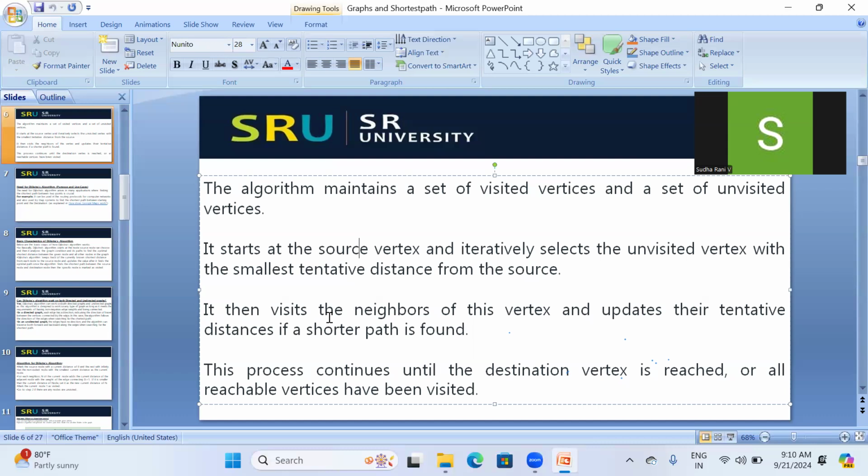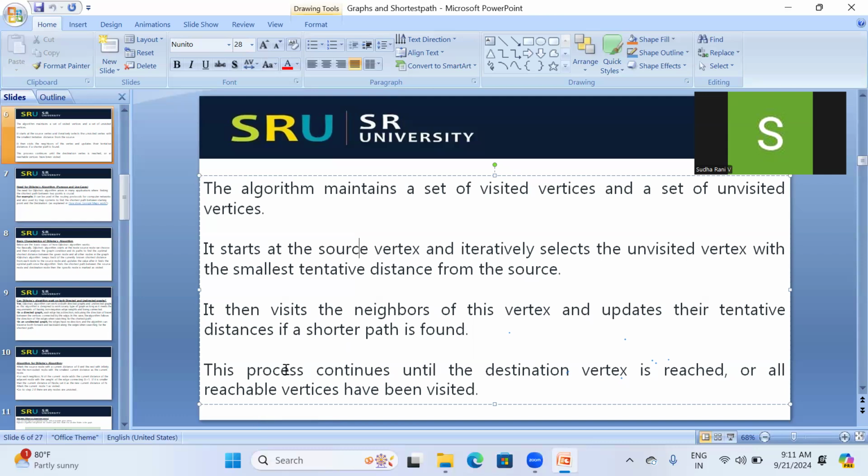And in visiting neighbors, it used to visit all the neighbor vertices, and every time it visits a neighbor vertex, it updates the distance. It calculates every path's tentative distance, and then from among the tentative distances it finds the shortest path among the traversed ones.